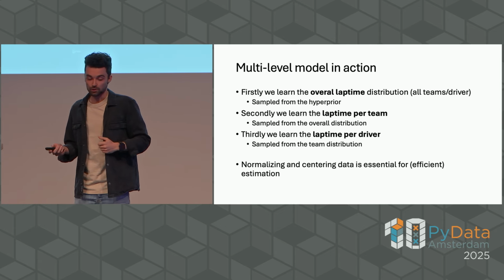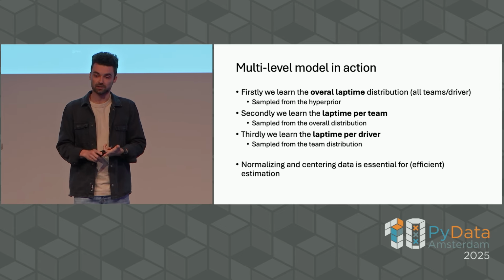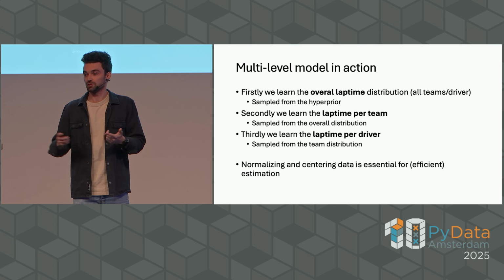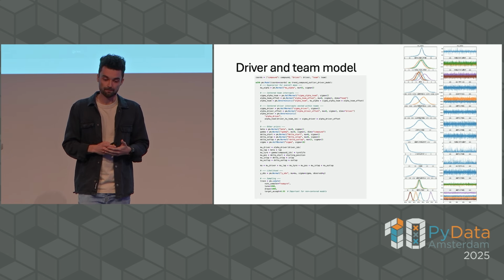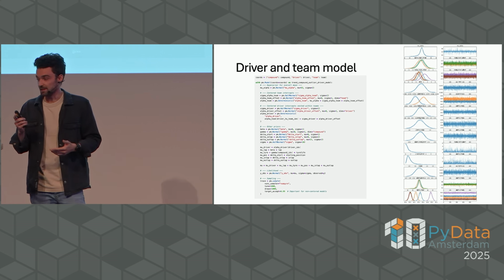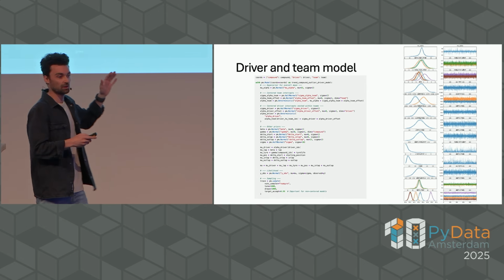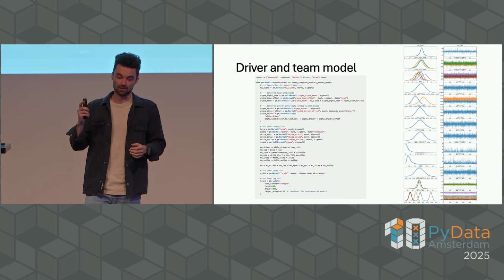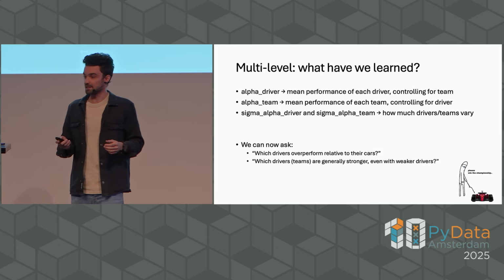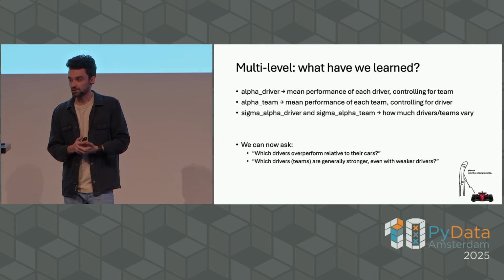One of the important things to do here is to normalize the data and to center the data, otherwise your MCMC algorithm will just not sample well from this. When we do so, we end up with this. I'm not going to go into all the details, but just give you an overview of how it looks. What we're going to look at is a few different parameters that we've learned here.